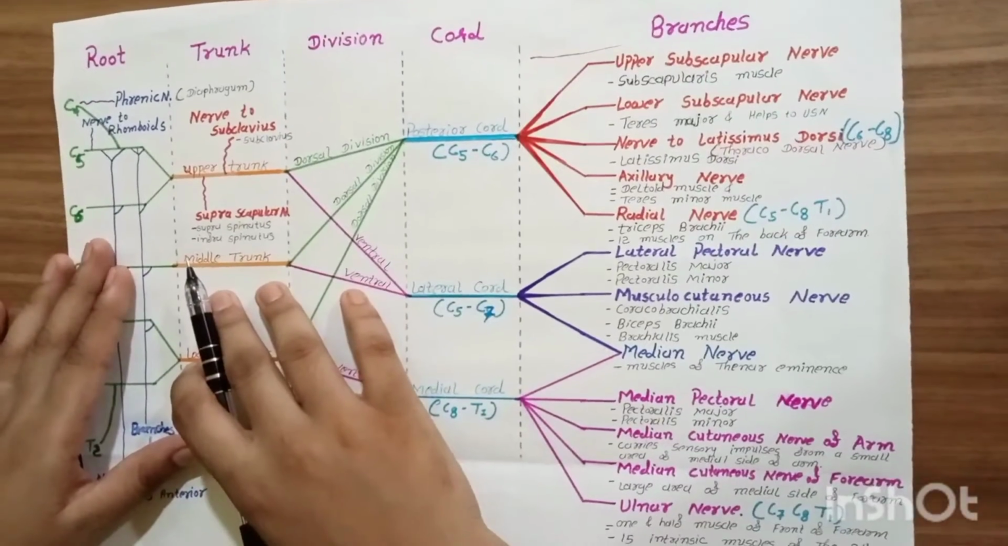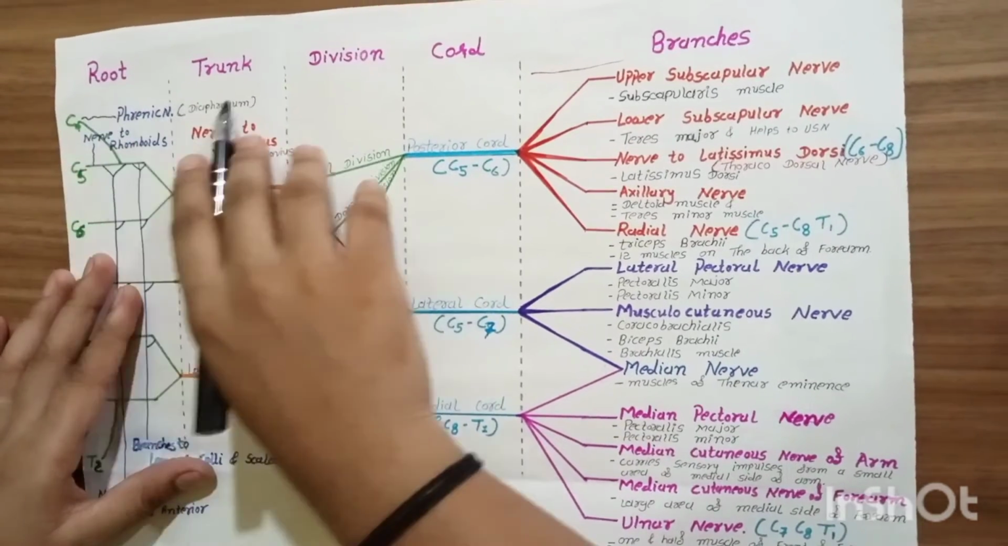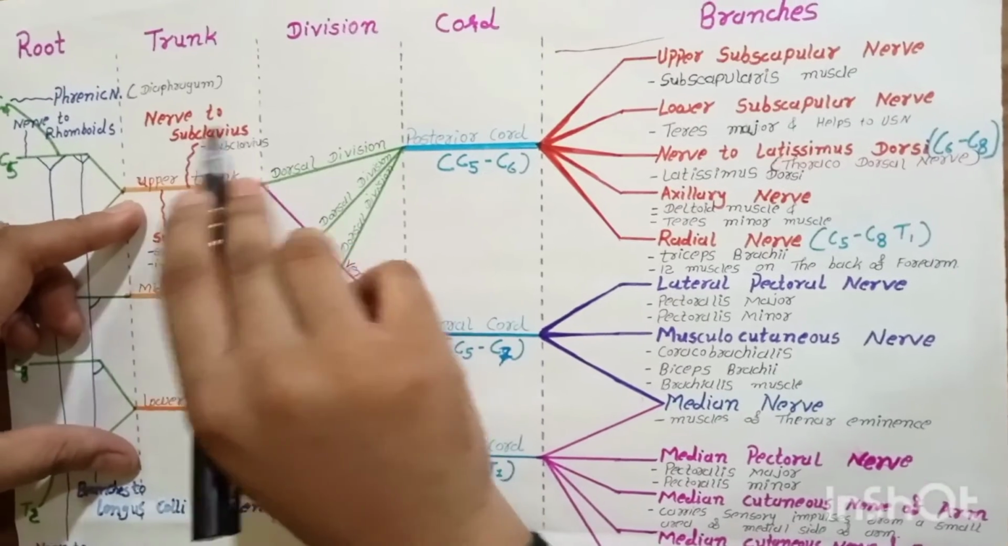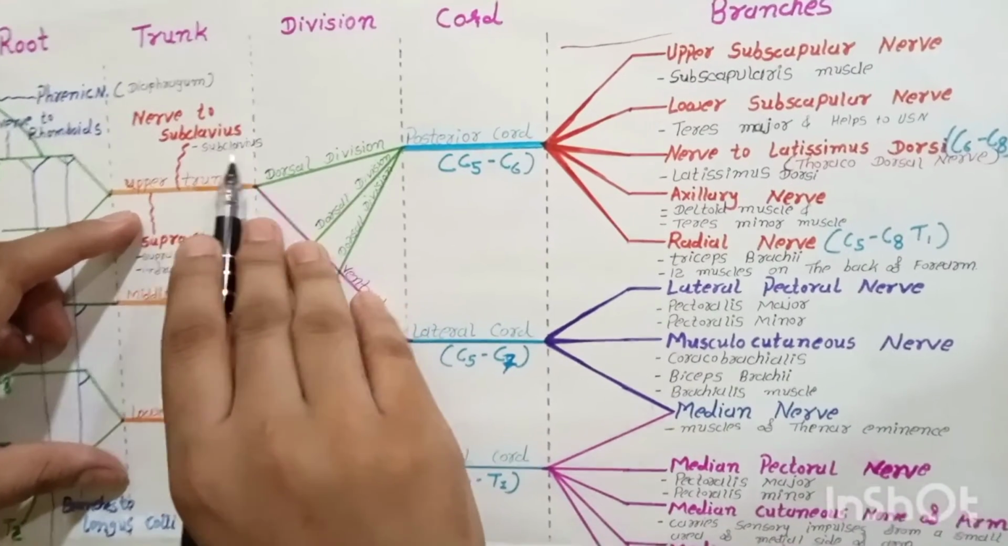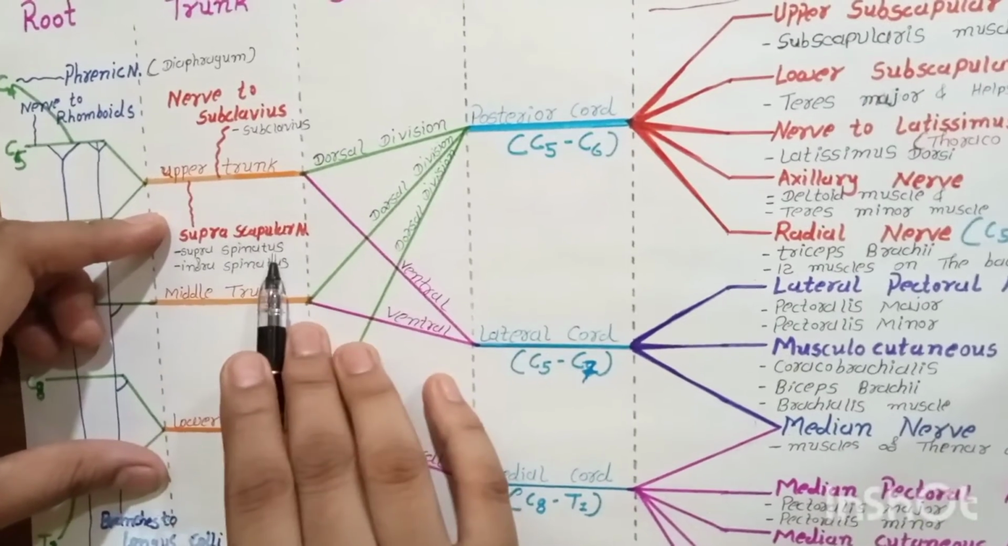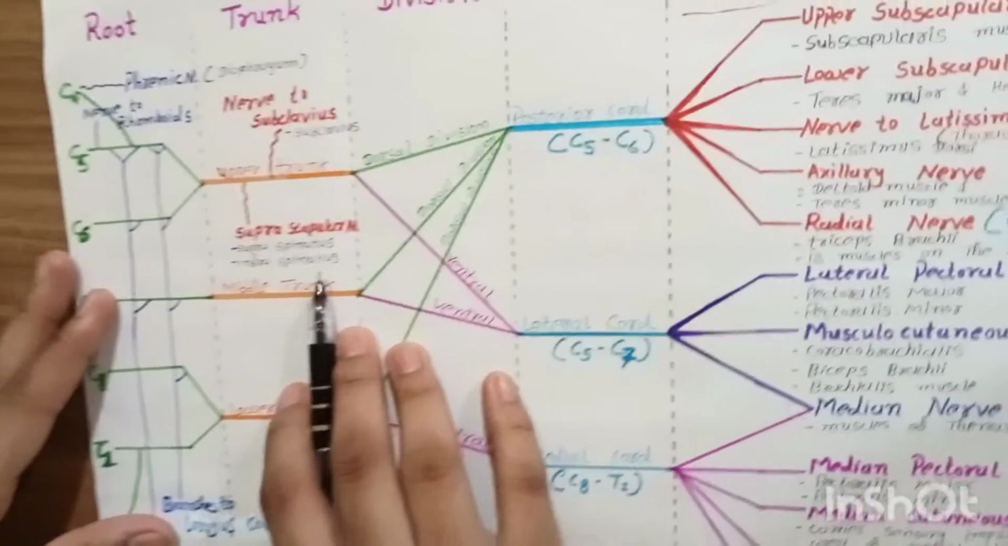There are other branches arising from the root and the trunk. The upper trunk gives out 2 branches: nerve to subclavius, which supplies the subclavius muscle, and suprascapular nerve, which supplies the supraspinatus and infraspinatus.